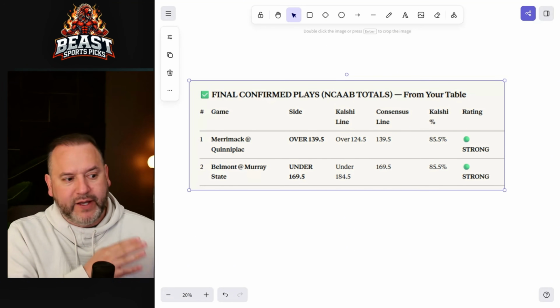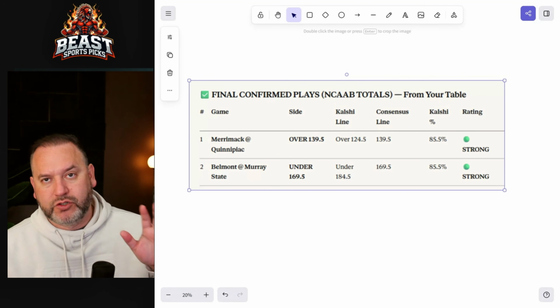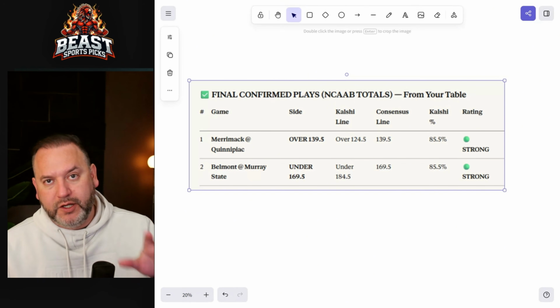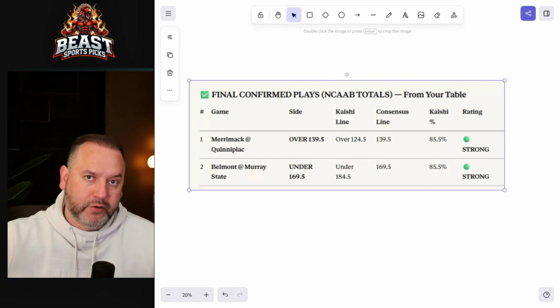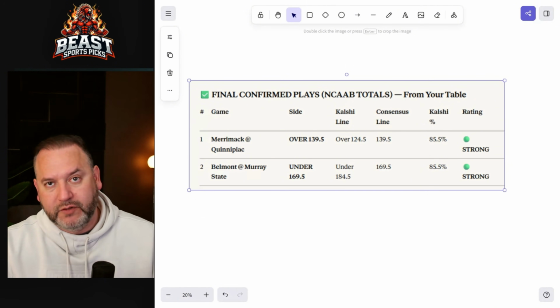This is not my final play. I'm just putting it out there very clearly. This is not my final play. These are a strong indication that there's a correlation between very strong money on Kalshi plus the line moves. Again, if you don't understand what I'm talking about, go watch the video from yesterday.